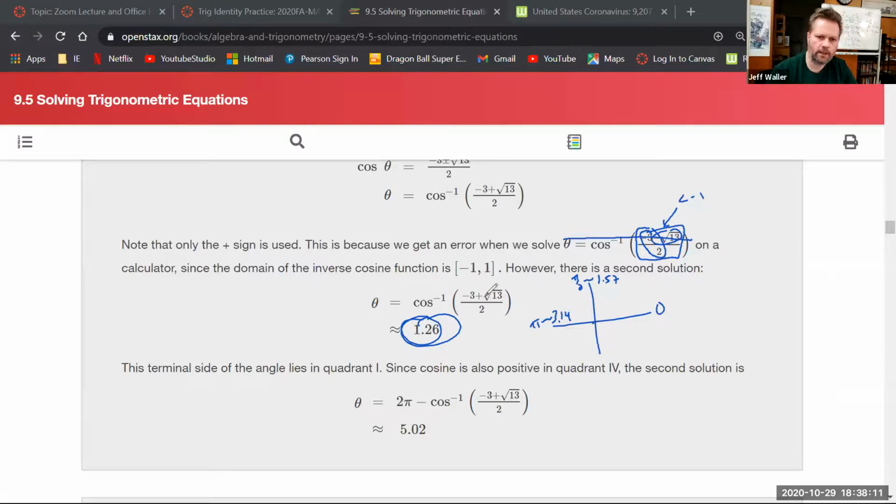Right? All right, there's a lot going on here. -3 plus √13 is positive. Is that cool? Because √13 is bigger than 3. So it makes sense that this is going to be in the first quadrant, right? So the other answer is going to be here with this as a reference angle. So this is 2 pi. How do I get to this angle? I subtract that. So that's why they're doing this. They just didn't really explain it very well.